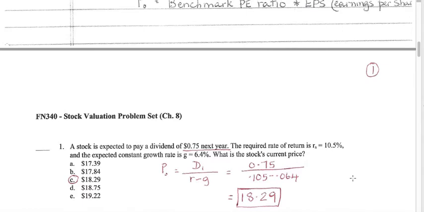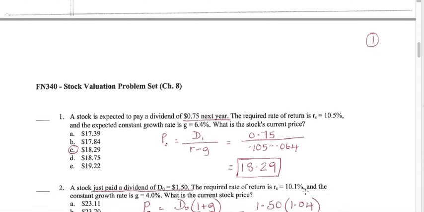In problem 1, a stock is expected to pay a dividend of 75 cents next year. So notice here, expected to pay. The required return R is 10.5%, and the expected constant growth rate is 6.4%. You're asked, what is the stock's price? We're already given D1, so the formula just remains D1 over R minus G. And you see your answer here, 18.29.